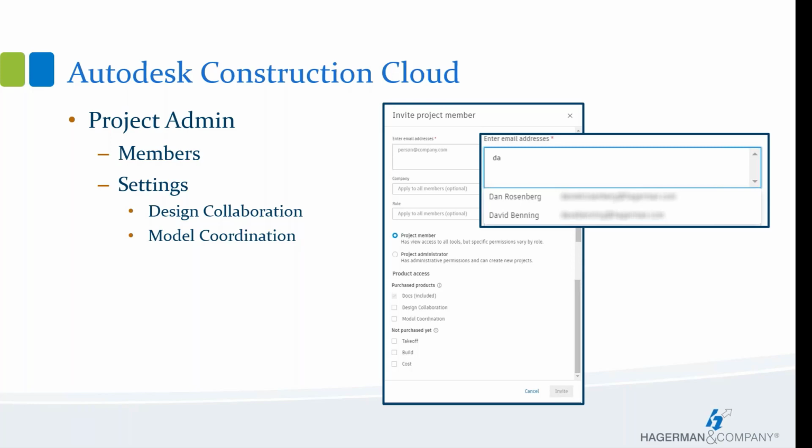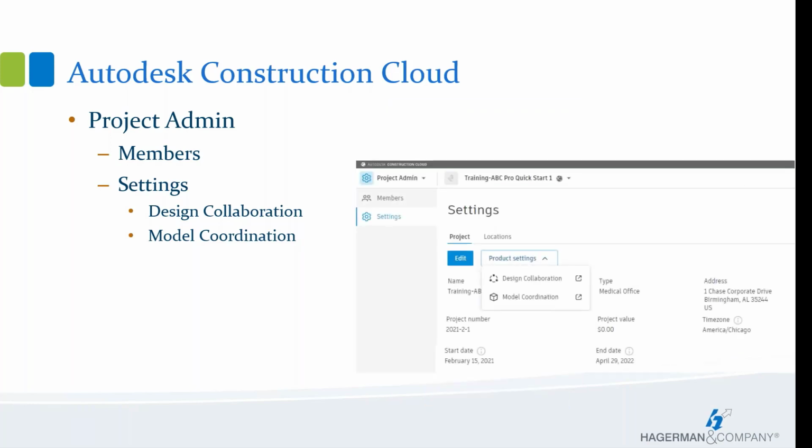In the project admin module, project admins can manage members, product access, and the project profile itself. In the design collaboration module, project admins can set up the design teams and folders for Autodesk Cloud-based Revit work sharing, as well as set up the coordination spaces for clash detection in the model coordination module.